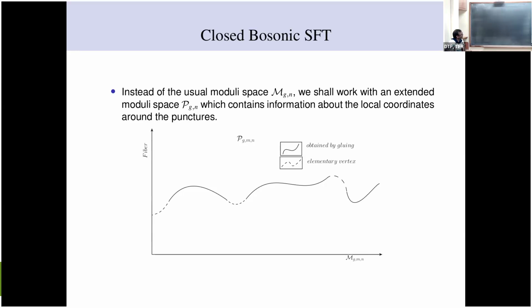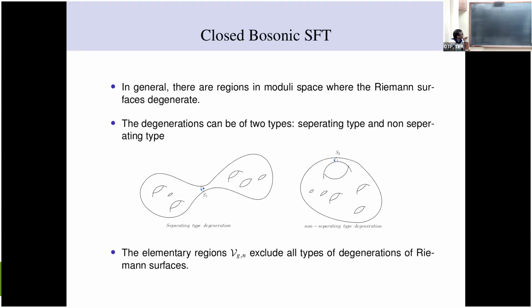So there are regions where you have degeneration. We denote, okay, see this solid line represents these surfaces which you can obtain by gluing, plumbing fixture, and then there are these elementary regions which are free from these degenerations. And these degenerations in general can be of two types: separating type and non-separating type. If you have a degeneration which is obtained by gluing two different surfaces, say lower genus and lower point surfaces, then it is called separating type. So if you cut along the propagator, it breaks into two parts.